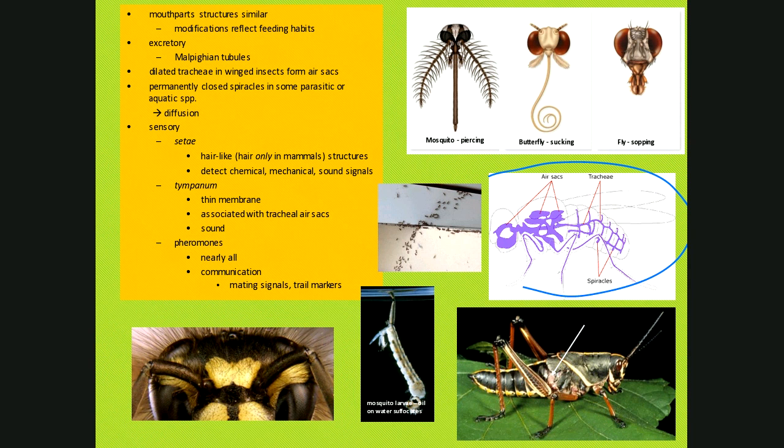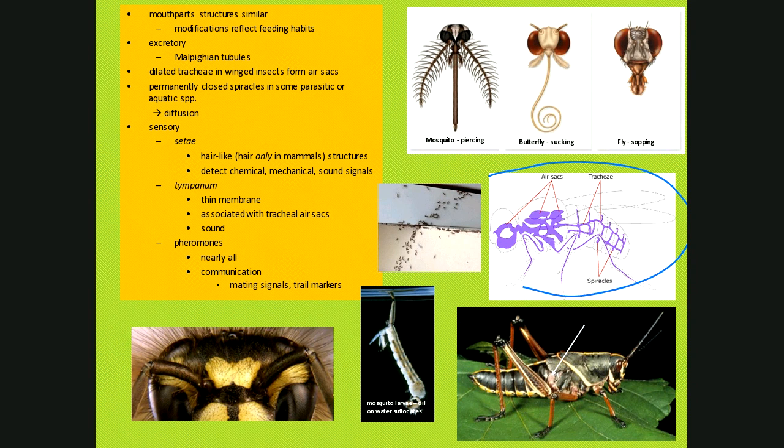Interestingly enough, parasitic or aquatic species of insects usually have permanently closed spiracles. If you're parasitic and you're living inside of a host, you're probably getting the oxygen through the diffusion of the skin. So you don't need the spiracles. You're probably small if you're a parasite. And if you're aquatic, spiracles aren't going to work. You're going to need gills or diffusion or something like that.